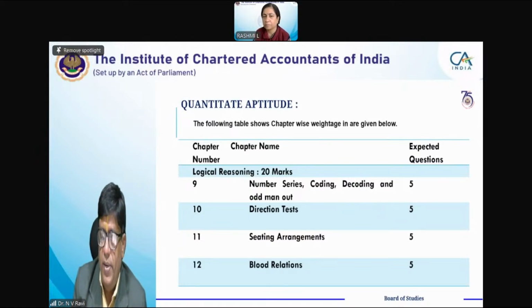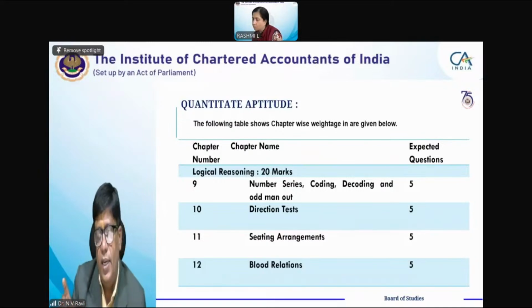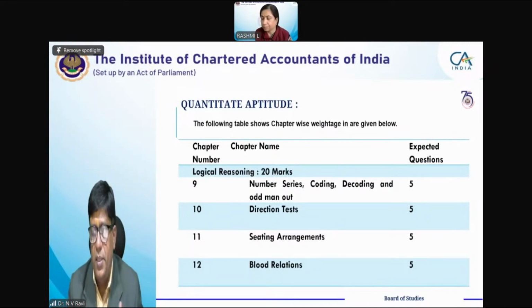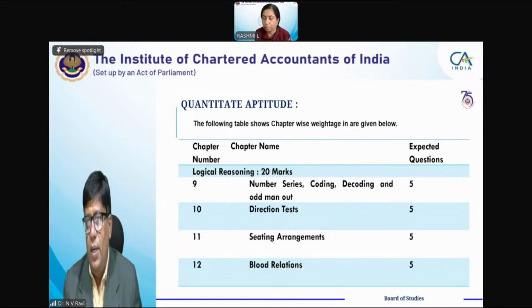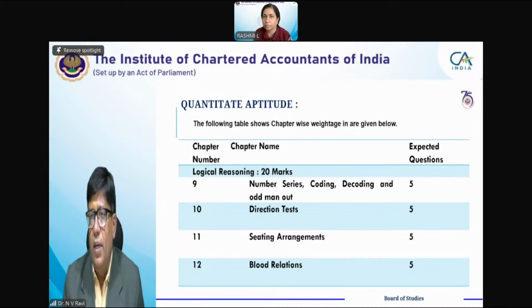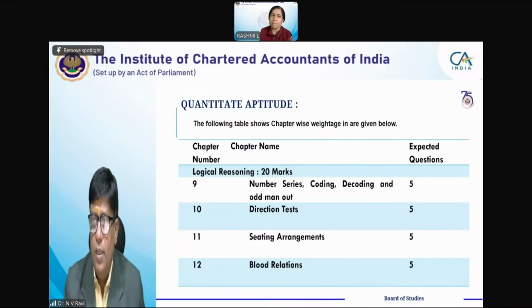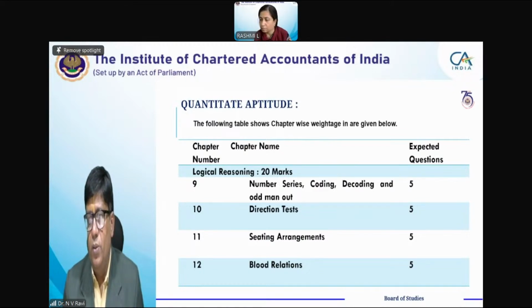In a similar way, seating arrangements: linear seating arrangements and circular arrangements. Carefully see who is at the last ends and who is immediately to the left or right. Questions like that are framed in the study material also. In the last examination, if you look at the seating arrangements, example-based questions from the study material were given in the exam.